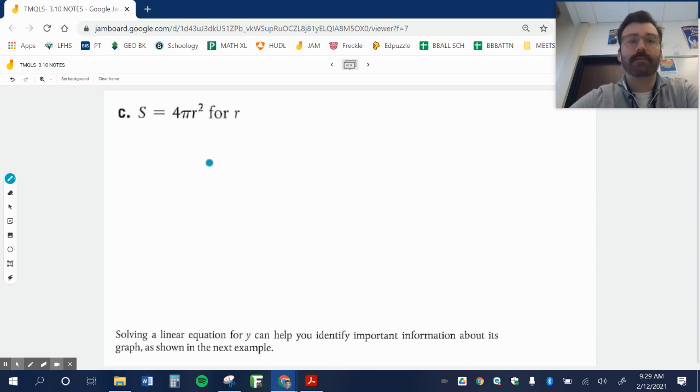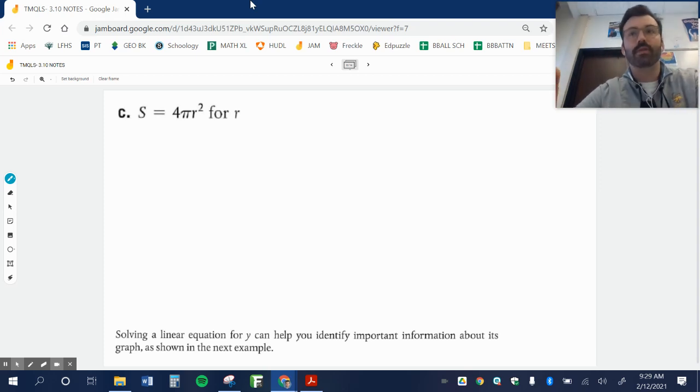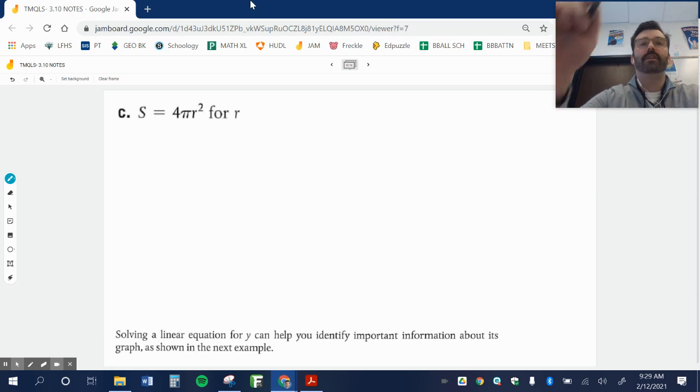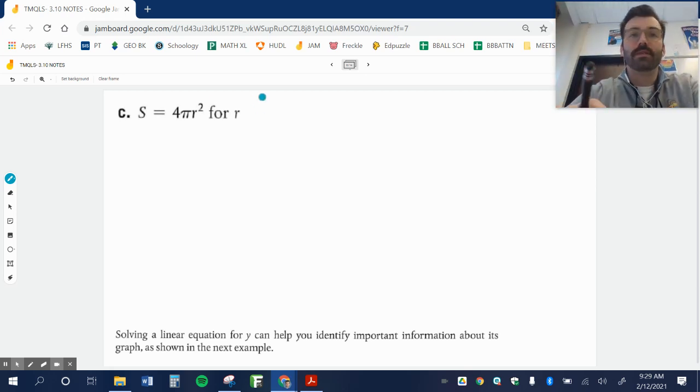Let's try part C. Part C is a little bit different because R is being squared here. But we just spent some time solving for squared terms, solving nonlinear equations. So we want to use those. And there's a reason we did that first, to give ourselves a refresher before we started solving for individual variables. So I want to solve for R, which means I have to get R by itself.